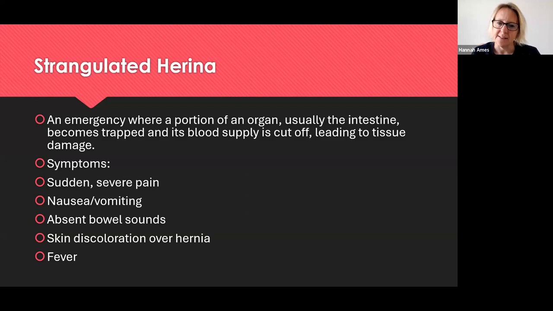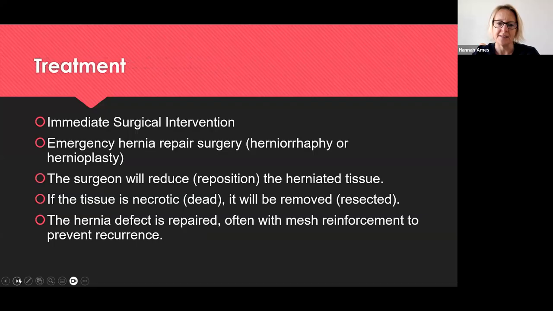I think in the NMC OSCE exam, the patient has presented with a strangulated hernia, so you would expect to have some of these symptoms. Your patient would be in quite severe pain with nausea and vomiting as well, and they need to go to theatre to have this repaired and fixed. So they normally need immediate surgical intervention.